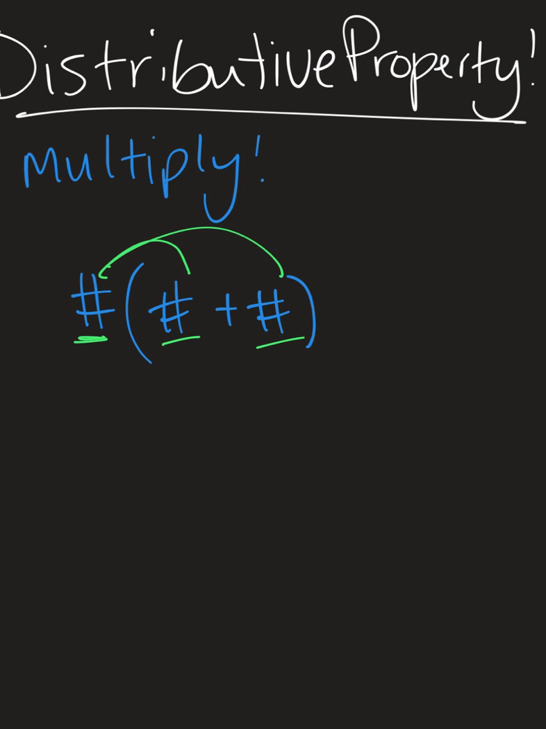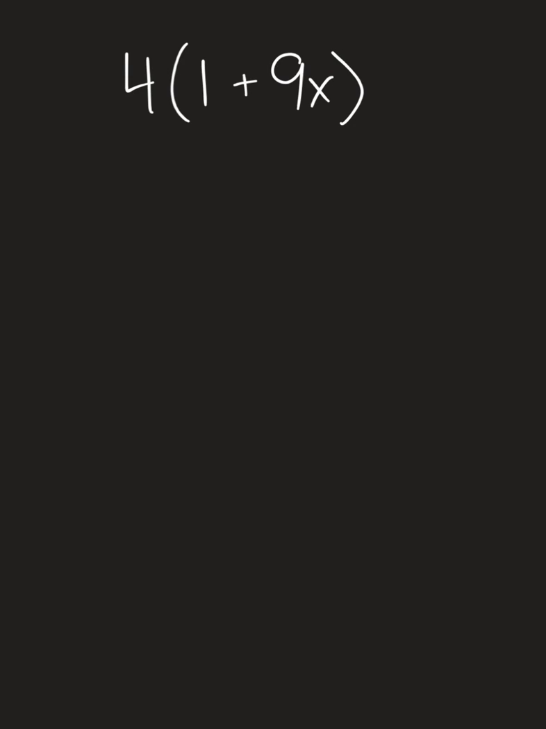So let's give this some context here. We have 4 being multiplied by 1 plus 9x. Now, in some examples you may have seen previously, we had like terms on the inside. So we could combine those, and we didn't have to do this distribution part. We could just add and follow our order of operations. But when I follow order of operations here, I can't actually change anything inside the parentheses. 1 and 9x are not like terms.